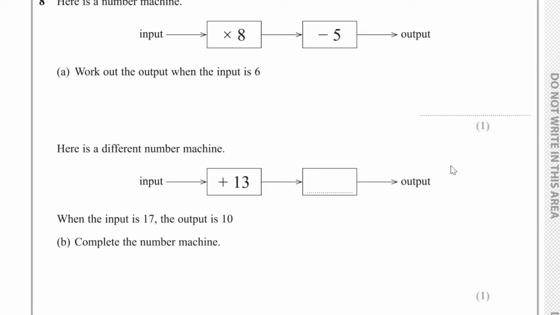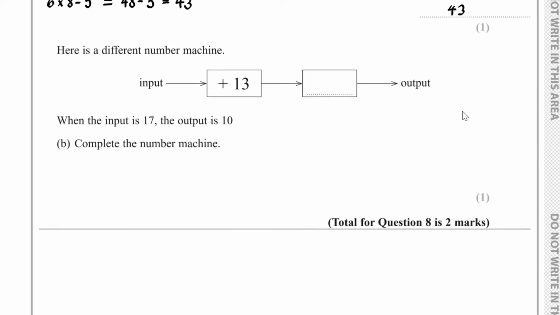Question 8, here is an input machine, so we input a number, we multiply by 8, we subtract 5, we get an output. We have to work out the output when the input is 6. So if the input is equal to 6, we multiply 6 by 8, and then we subtract off 5. So here you can see we have 48 minus 5, which is 43. So the output when the input is 6 is 43.